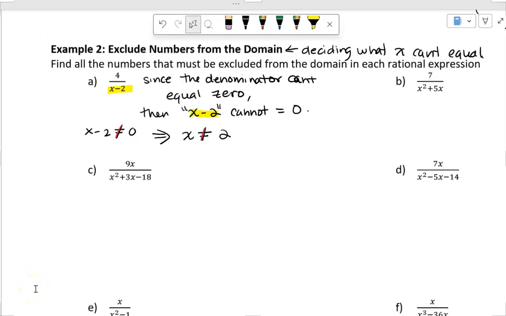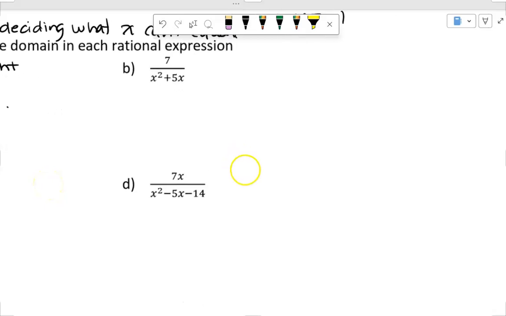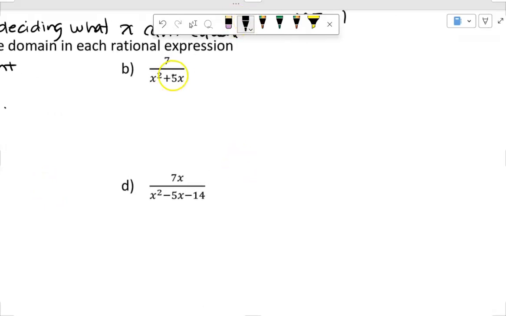So in each problem, you have to specify what x can or cannot equal. And sometimes that's going to be really easy and quick, like in part A. And in other problems, it's going to take a little bit more work. So I'm going to do a few problems. In part B, what we want to make sure is that this does not equal 0. So how do we figure out what x is allowed to be and what x is not allowed to be?